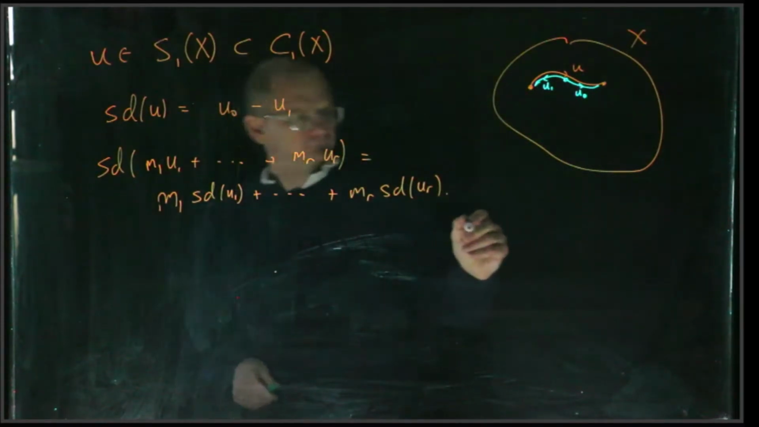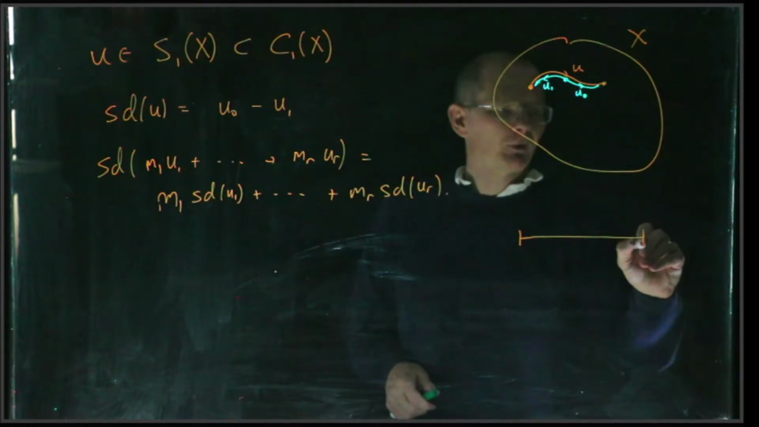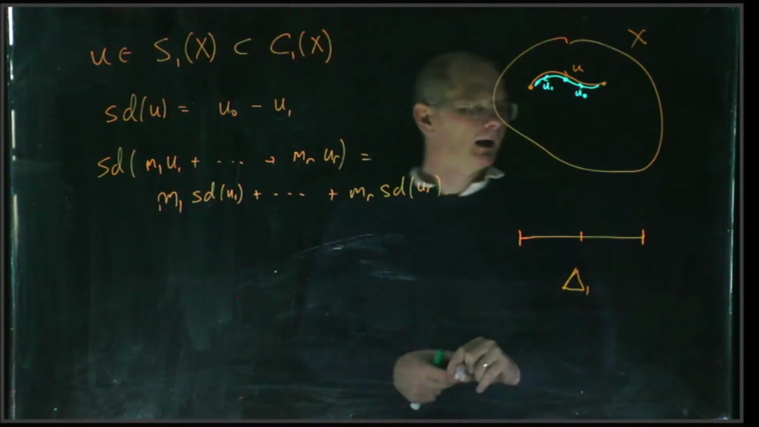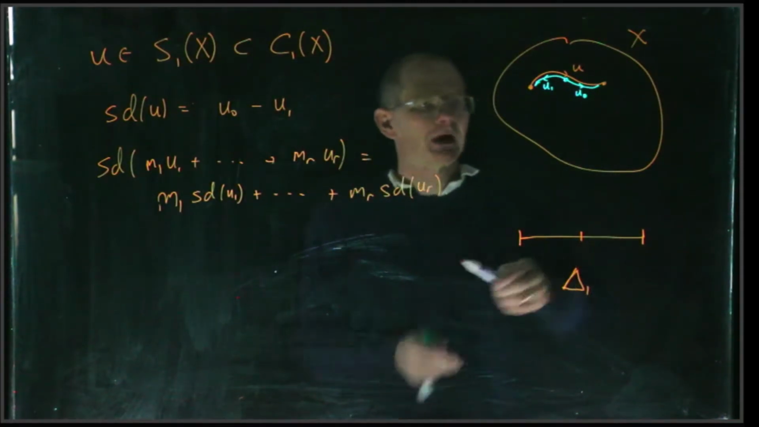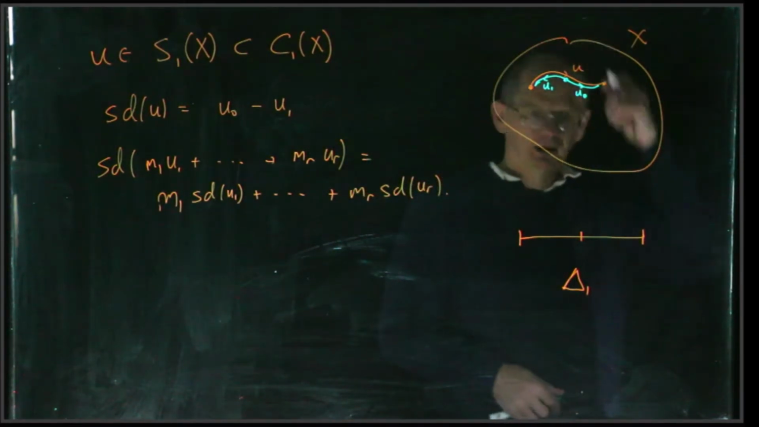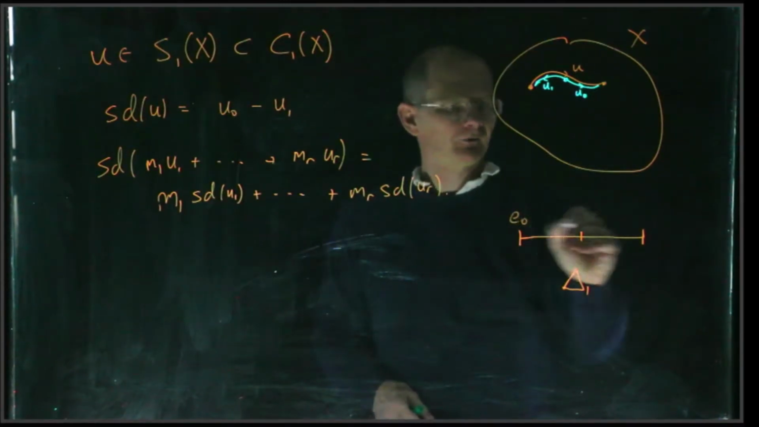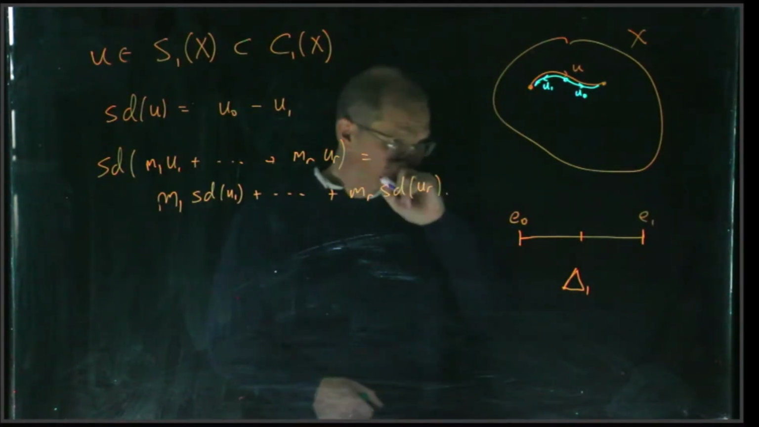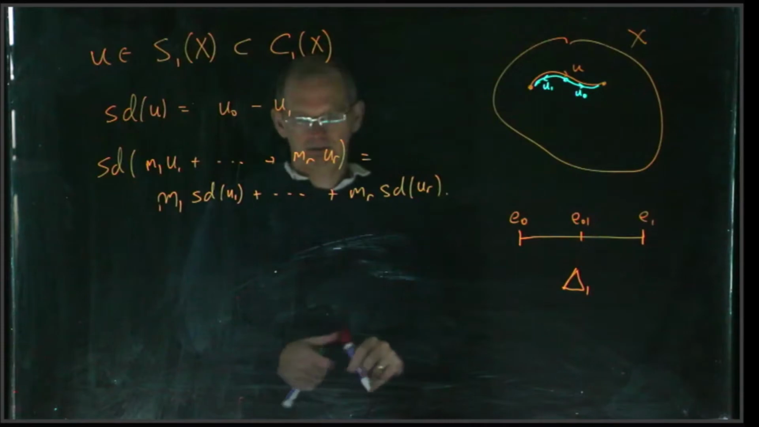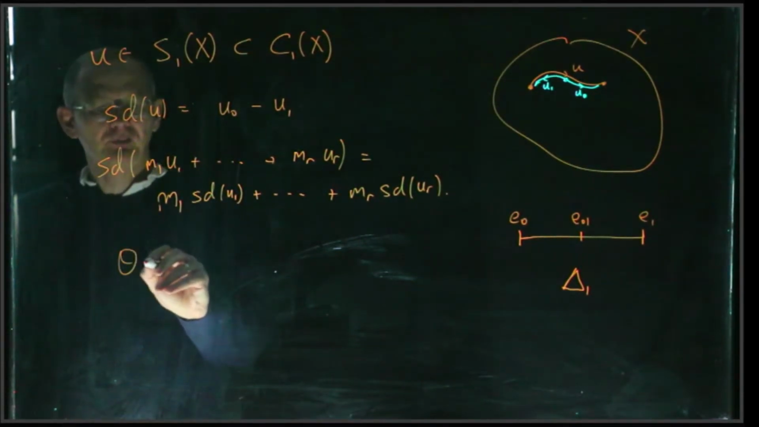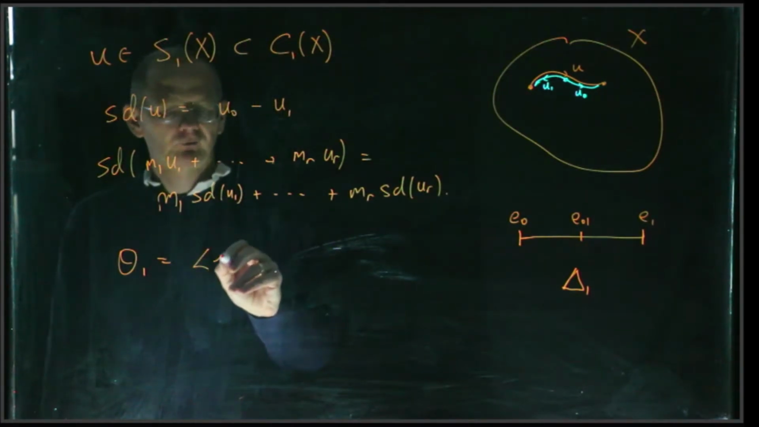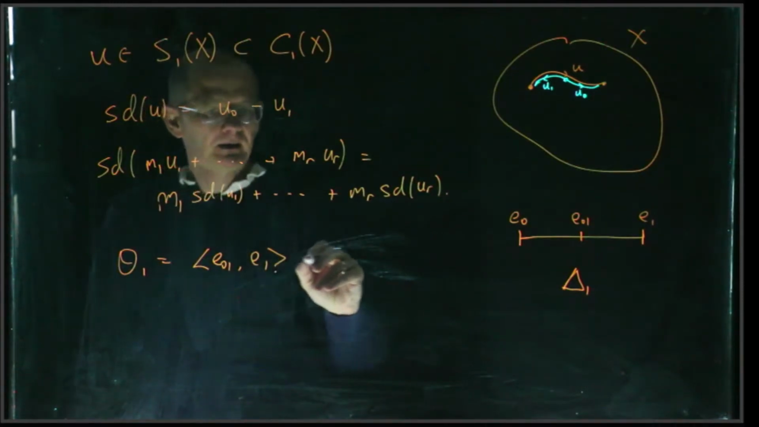The key point here is we have our simplex delta 1, and what we're doing is subdividing delta 1 and then applying U to that subdivision, in a certain sense. A good way to think about this is as follows. The endpoints of delta 1 are called E0 and E1, and the point in the middle is called E0,1. Let's put theta 1 as the chain where we go from E0,1 to E1, the linear chain like that.